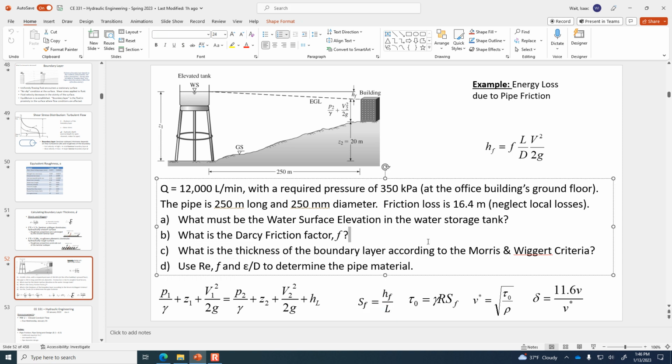Okay, so then how thick is the boundary layer? If we know the shear velocity and then the kinematic viscosity of water at just standard temperatures, kinematic viscosity of water is 1 times 10 to the minus 6 meters squared per second. So I'd like you to calculate how thick is the boundary layer with this kinematic viscosity and the shear velocity, which we just calculated is 0.2 meters per second. How thick is the boundary layer according to Morris and Wigert criteria?